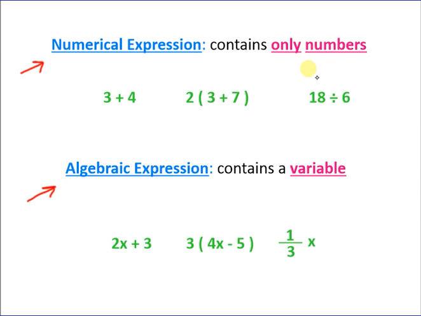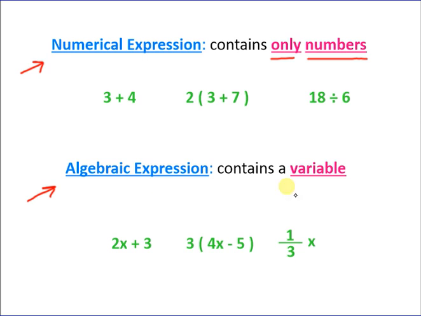Alright, so let's get started by talking about the difference between a numerical expression and an algebraic expression. So numerical expressions are things that you've done for most of your mathematical career. 3 plus 4, 2 parentheses 3 plus 7, 18 divided by 6. A numerical expression contains only numbers, and that's something that you're very much used to. You know how to solve a numerical expression.